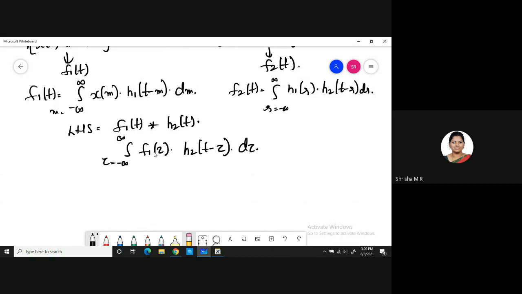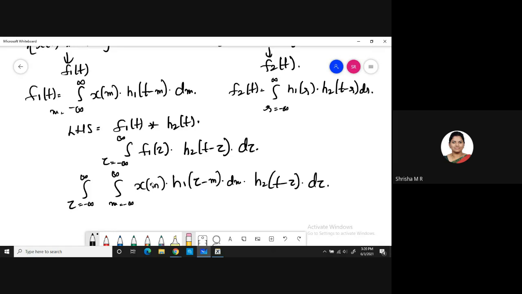So we'll replace t with tau. Wherever you have the t term, we'll replace it with tau and write this f1 of t term here. So integral, tau is equal to minus infinity to infinity, integral m is equal to minus infinity to infinity, x of m into h1 of tau minus m into dm into h2 of t minus tau into d tau. Got it, everyone? Clear? This is f1 of t. Okay, t we are replacing with tau. You get this much. Got it? Is it clear?